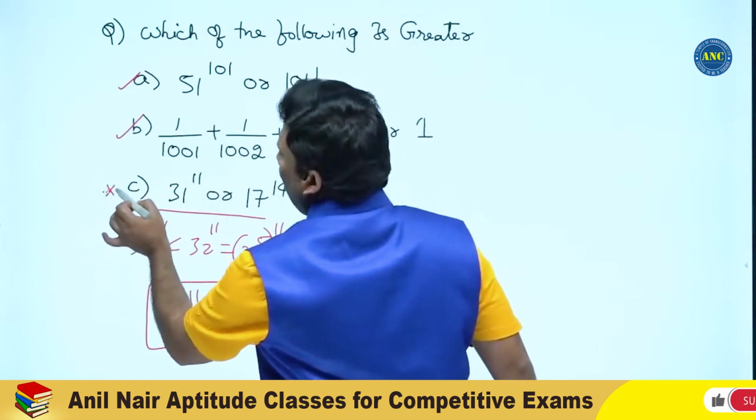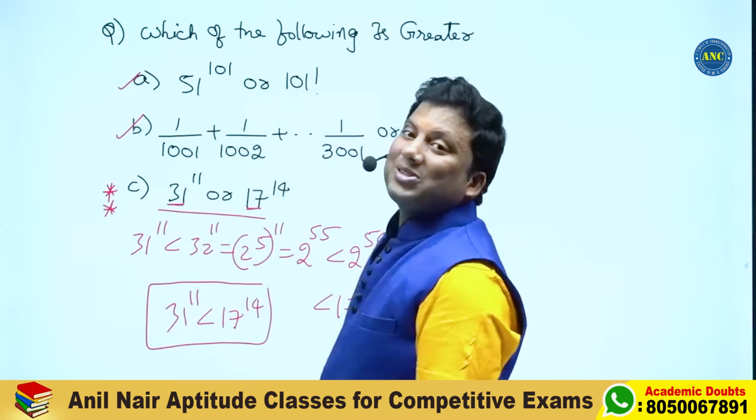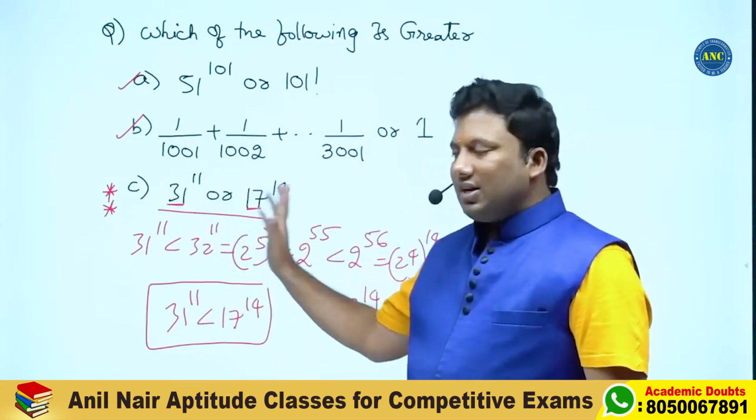Do not worry. This is a very easy question. Generally, people use a logarithm to solve the question. It's a very easy question. 31 is less than 32.